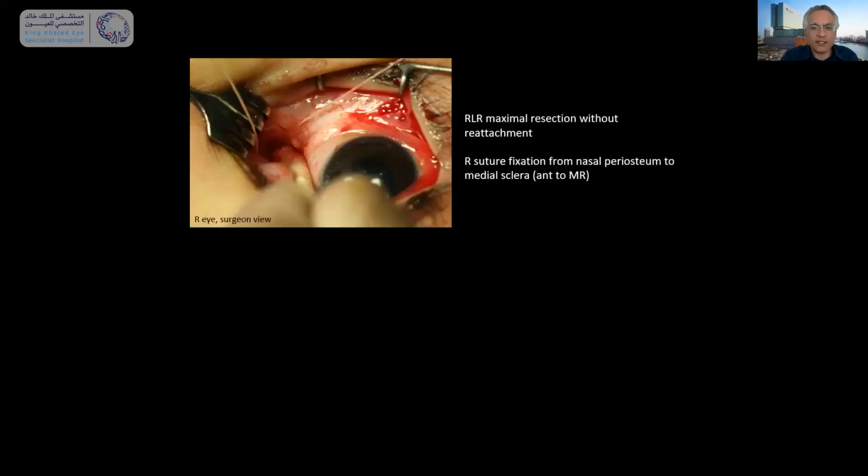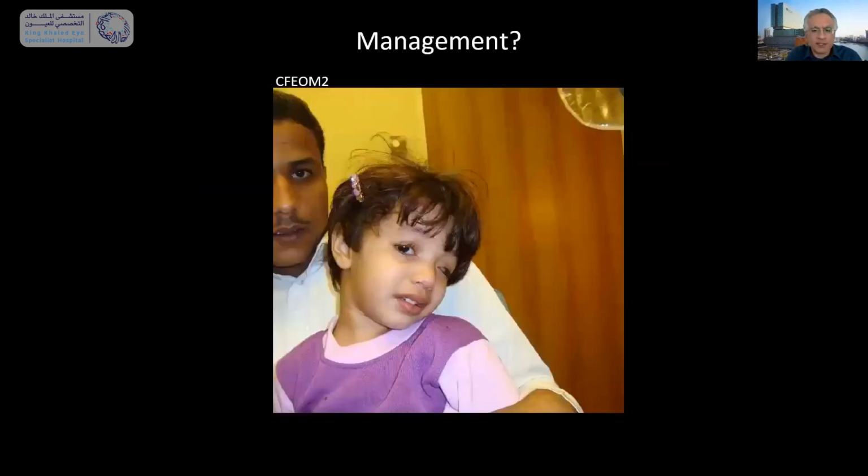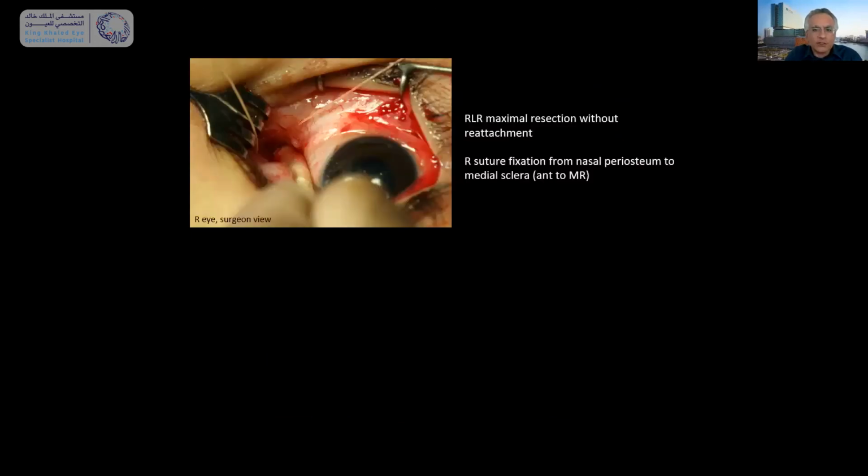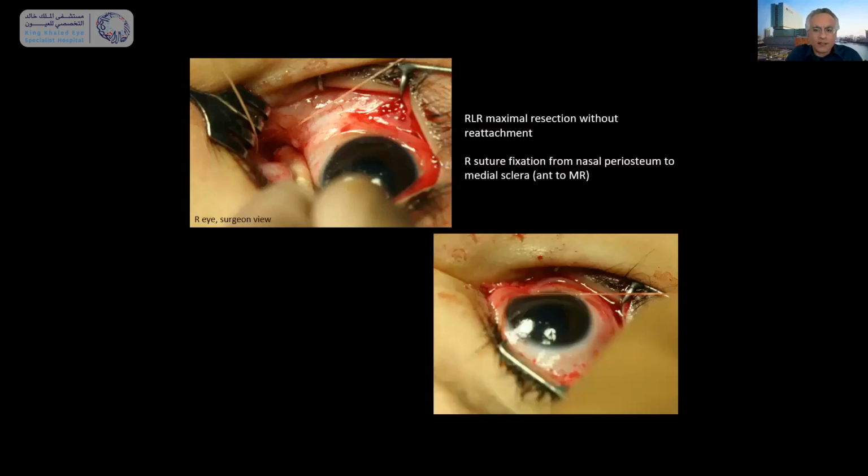What did I do for this case? Let's see. I just cut off the lateral rectus. I disinserted the lateral rectus in this patient, did a maximal lateral rectus resection and just let it go back in this particular case, and then used a suture to fix the globe nasally to the periosteum. Now, there it is, and there's the suture fixating the globe periosteally and leaving it there.